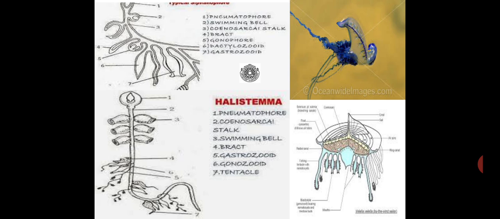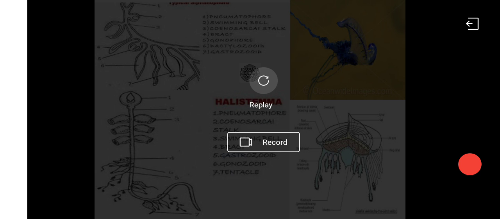So this is another enlarged view of the different members of the order Siphonophora, wherein this diagram I have already shown you in the first slide, that is about Halistemma. This is one more diagram related to Halistemma, where you can see a nematophore, sinusoidal stalk, swimming bell, bract, gastrozoid, gonozoid, tentacles, etc. So these are some of the pictures related to polymorphism in coelenterates.